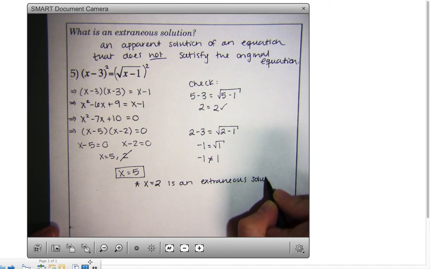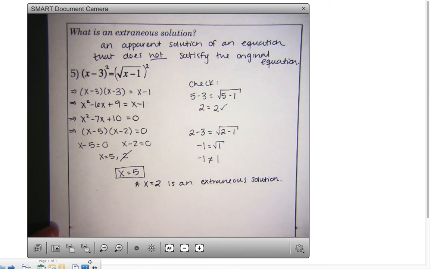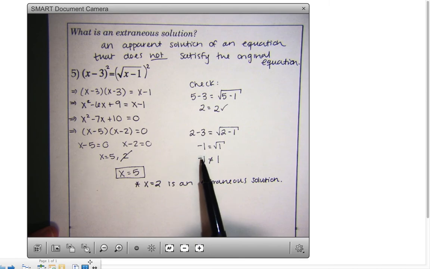We solved for it, we thought it was going to work, but then when we plugged it back in, it actually didn't work because we were off by a sign.